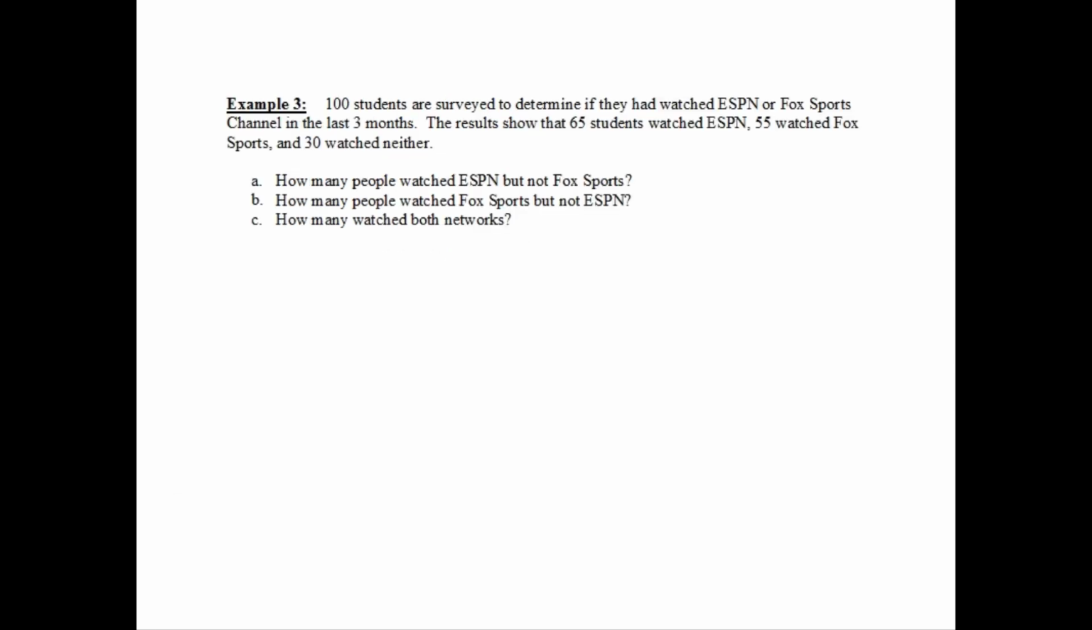Let's do another example. Suppose we have 100 students that are surveyed to determine if they'd watch ESPN or Fox Sports. Results showed that 65 watched ESPN, 55 watched Fox, 30 watched neither. Let's draw ourselves a Venn diagram.